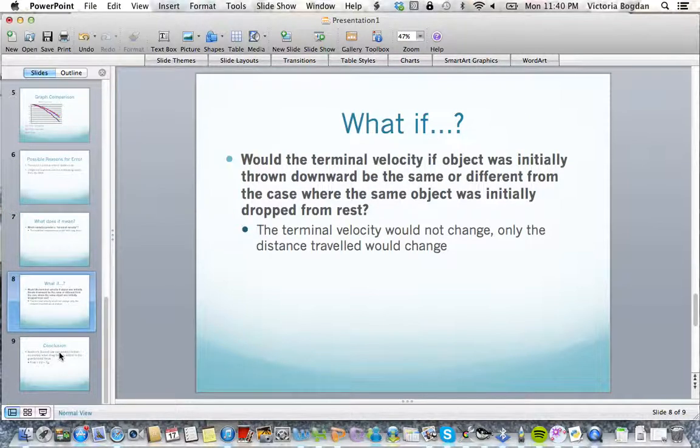So what if the object was initially thrown downward? Would the terminal velocity be the same or different from the case where the same object was initially dropped from rest? The terminal velocity would not change, only the distance traveled would change. And I would show that.